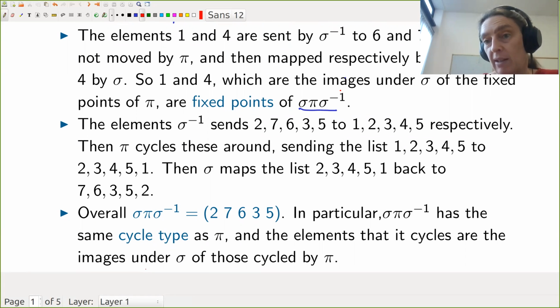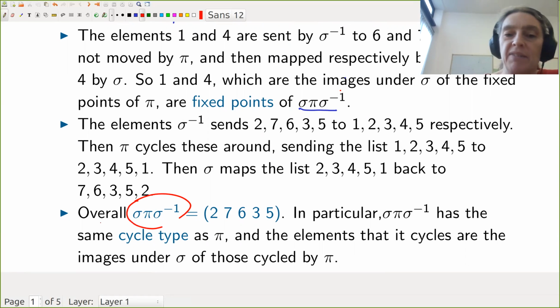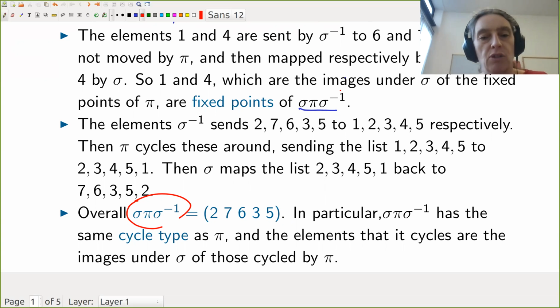Pi was the 5 cycle 1, 2, 3, 4, 5. So this conjugate of pi has the same cycle type as pi itself. It consists of a single 5 cycle and 2 fixed points, and the elements that are cycled around by this conjugate of pi are the images under sigma of the elements that are cycled around by pi itself. So that's what happens to a single cycle when you conjugate it by another element in a symmetric group.